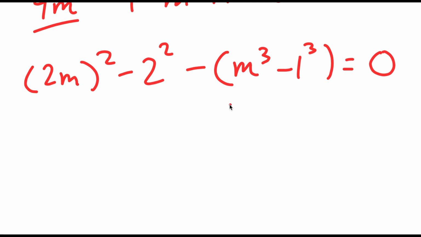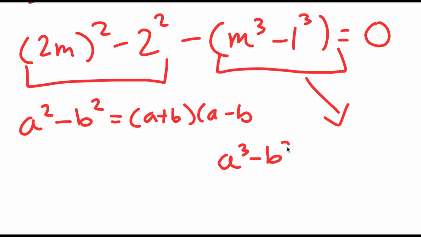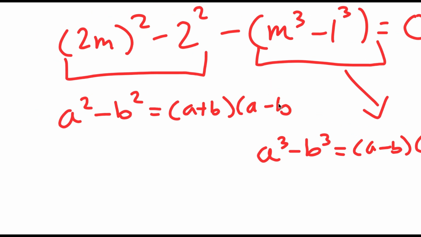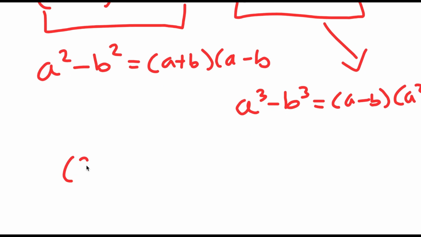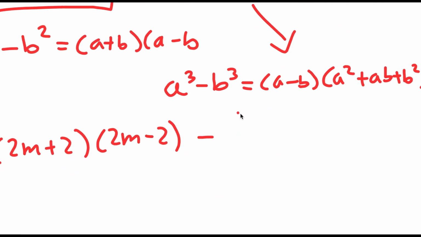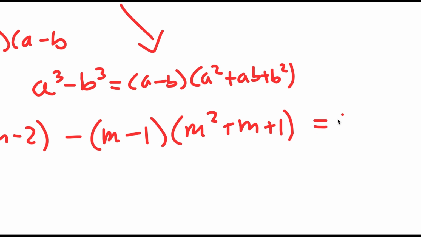Now, I'm going to be using two properties. For 2m whole squared minus 2 squared, I'm going to use the property a squared minus b squared is equal to a plus b times a minus b. And for m to the power of 3 minus 1 to the power of 3, I'm going to be using the property a to the power of 3 minus b to the power of 3 is equal to a minus b times a squared plus ab plus b squared. So for 2m whole squared minus 2 squared, that turns into 2m plus 2 times 2m minus 2. And m to the power of 3 minus 1 to the power of 3 turns into m minus 1 times m squared plus m plus 1. And all of this is equal to 0.